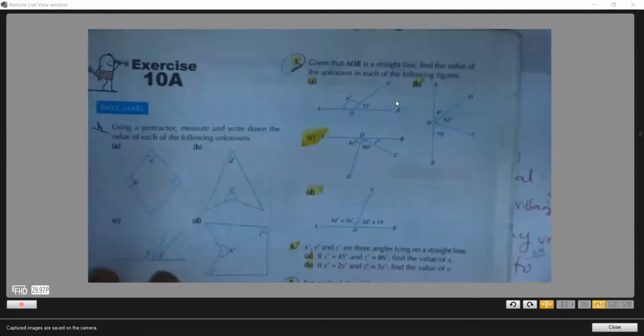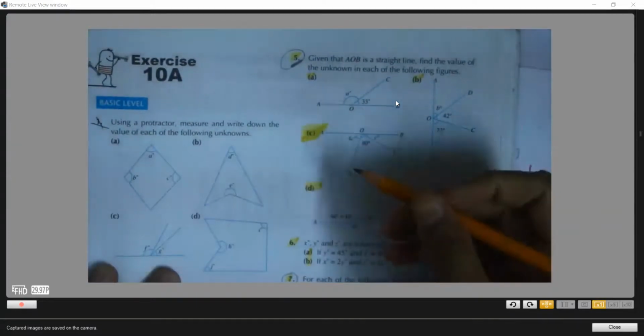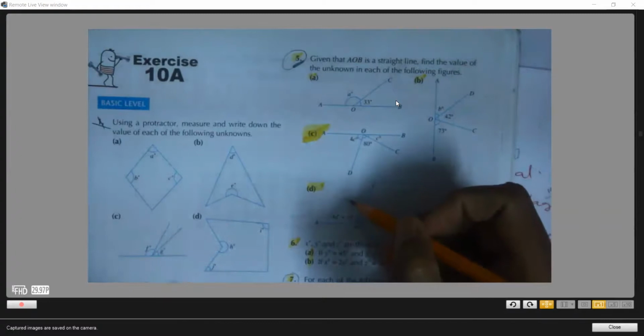We cannot zoom any more. Oh, okay, no, that's fine.